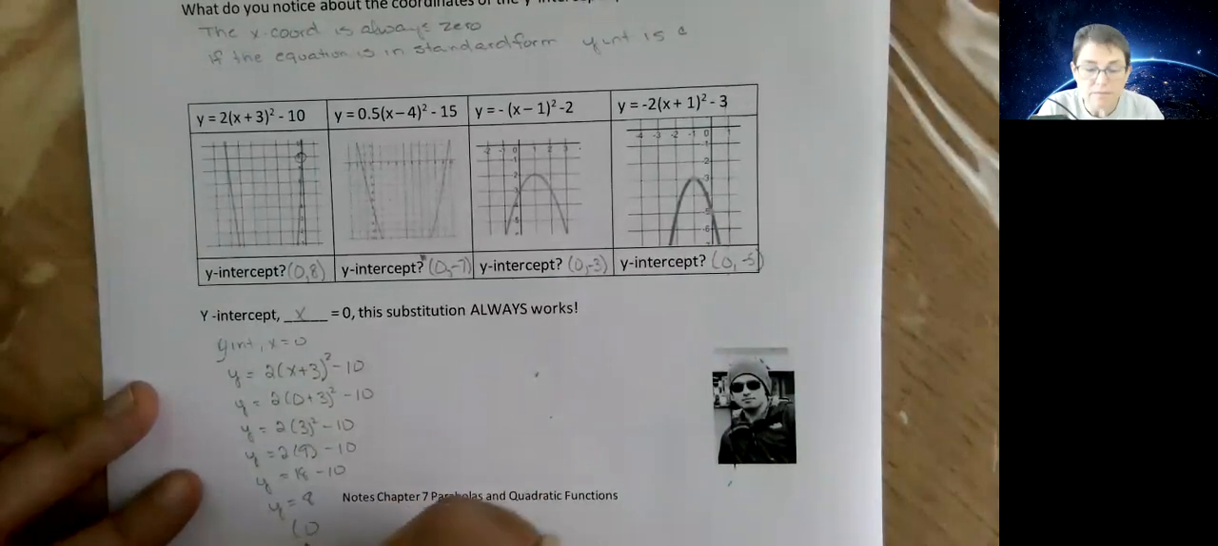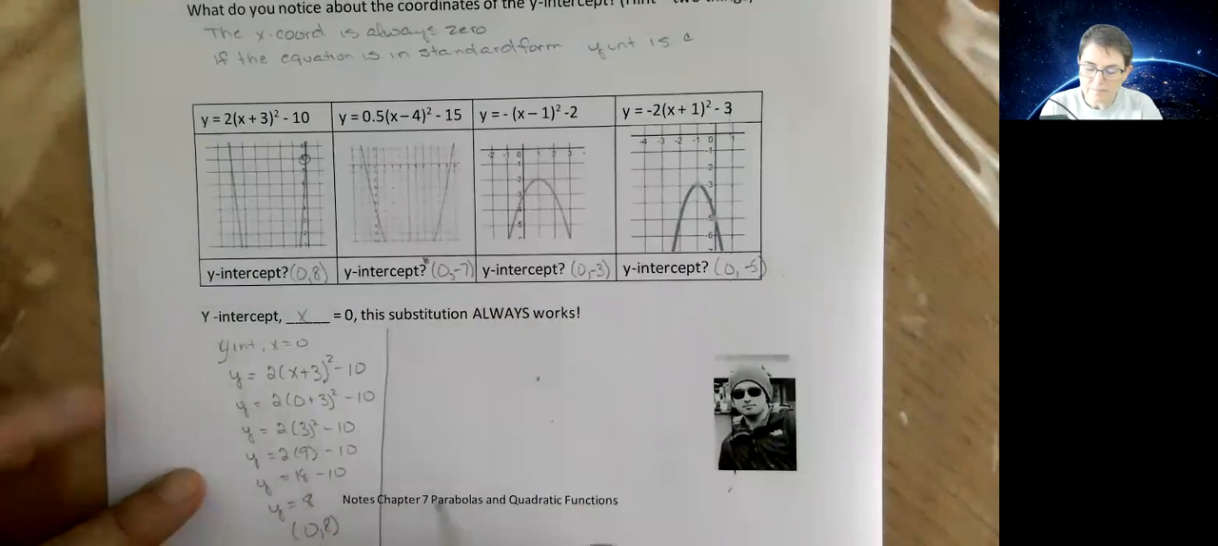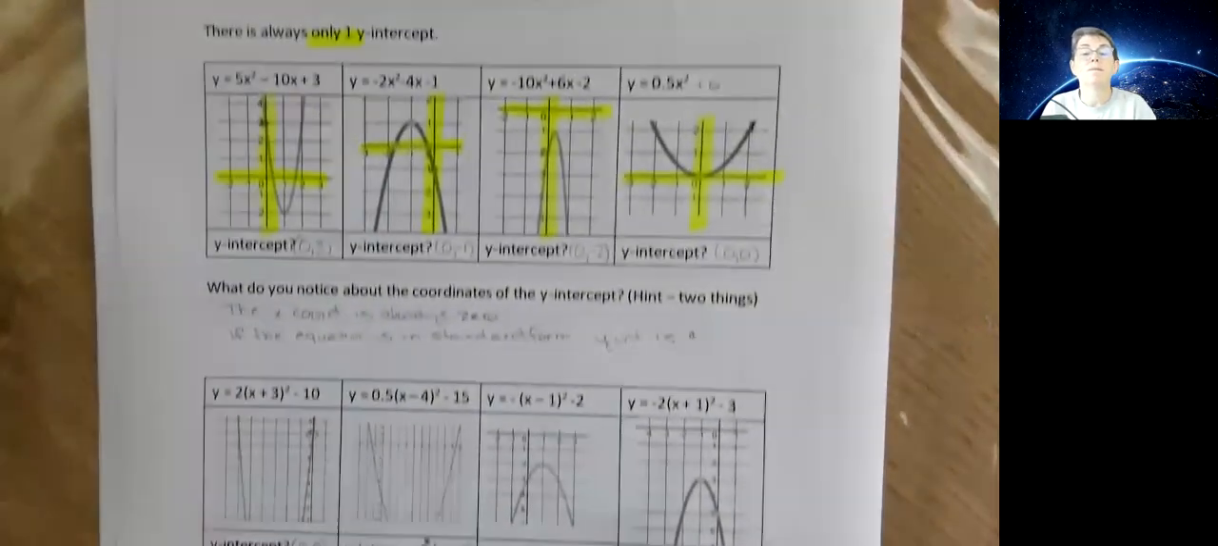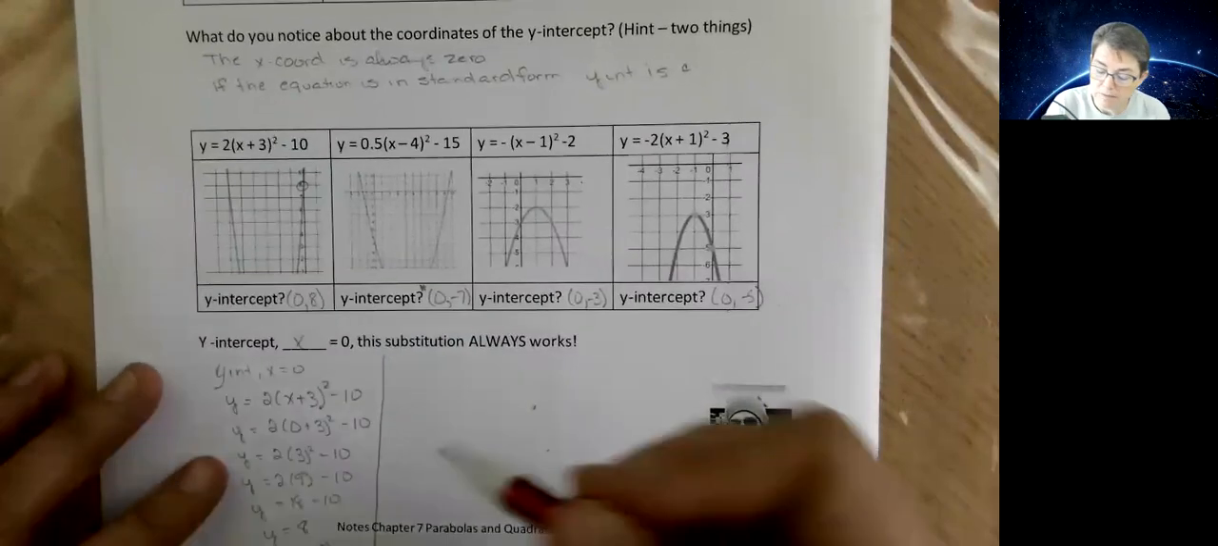So 0 and 8. Not nearly as pretty as up here, where we could just read it off the graph, but it's not that hard. Let's do one more.